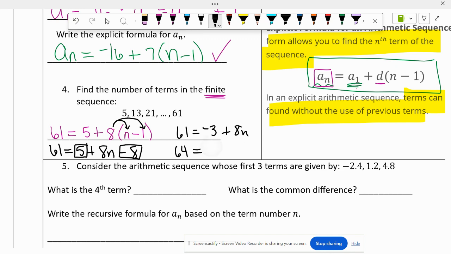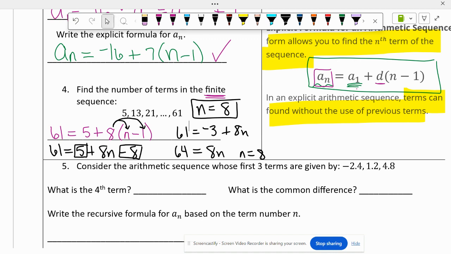64 equals 8n. How many terms are in my sequence? Yeah, n equals 8. There are 8 terms in this sequence. You could just repeat the pattern, plus 8, plus 8, plus 8, until you get to the last term. But it's easier to do it this way, okay?